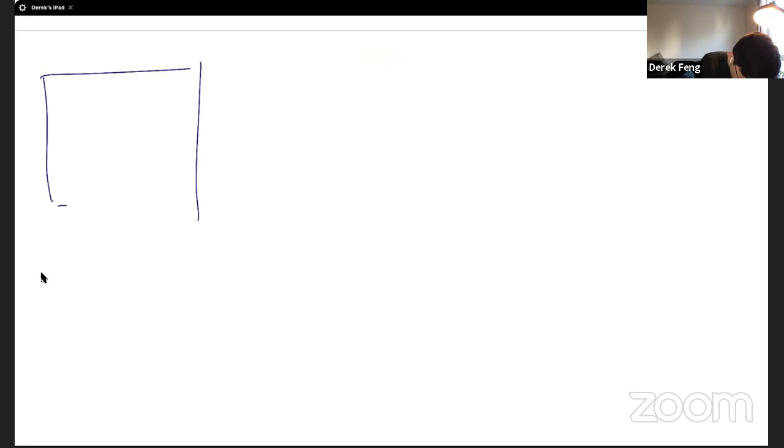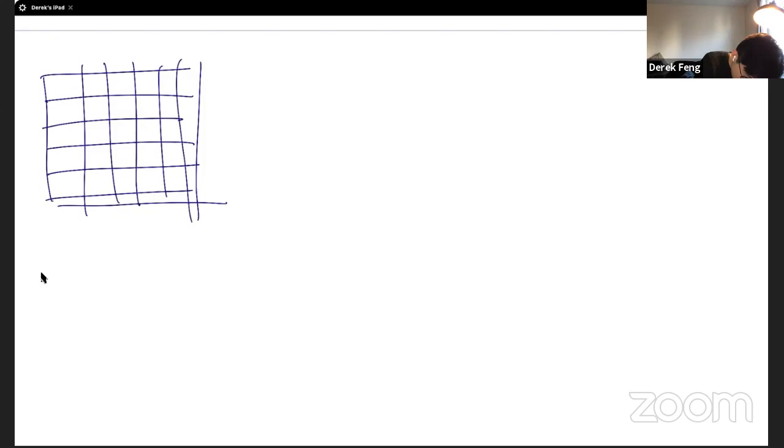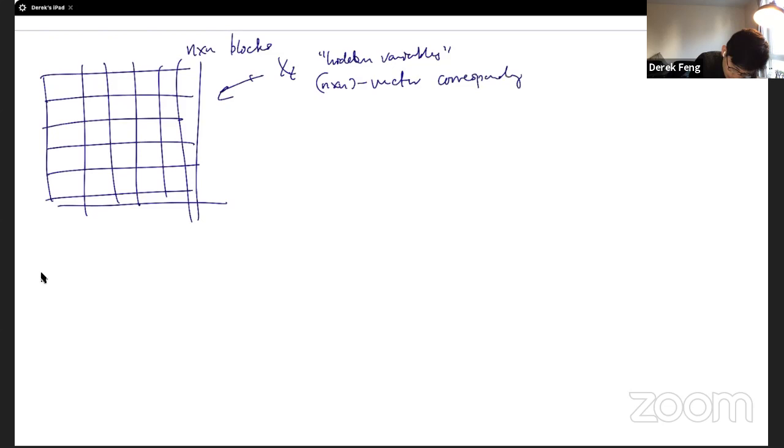Really what we're saying is, I'm just going to discretize my space. Let's say I have some n by n blocks that correspond to the space I care about, the area around Lake Michigan. So what is my XT here? Remember, XT is the hidden variables. So XT is basically all of these things. You can treat it as an n by n vector corresponding to the ozone concentration.